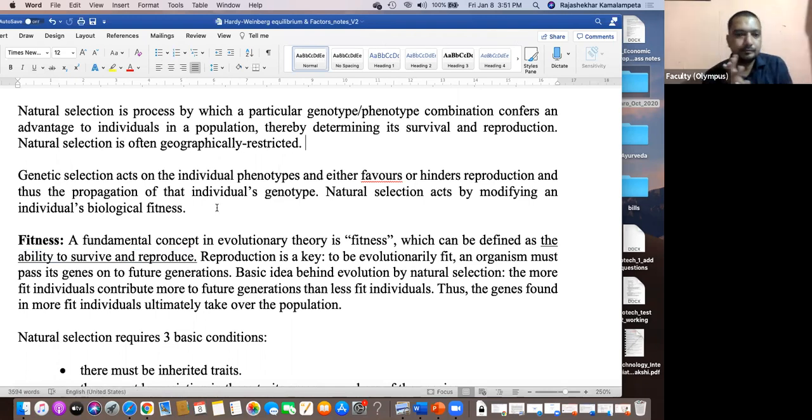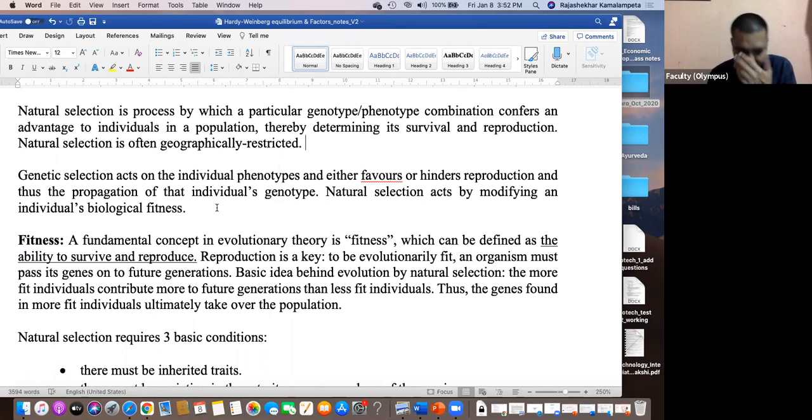Okay. Sir, one doubt. Sir, natural selection can also work in favor of one who is not fit, right? In some chance. Okay. Why do you think so? Why do you think it would favor someone who is not fit?